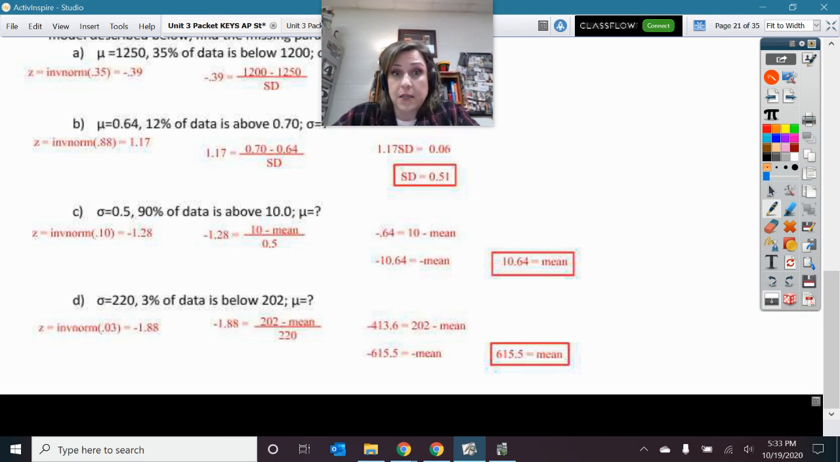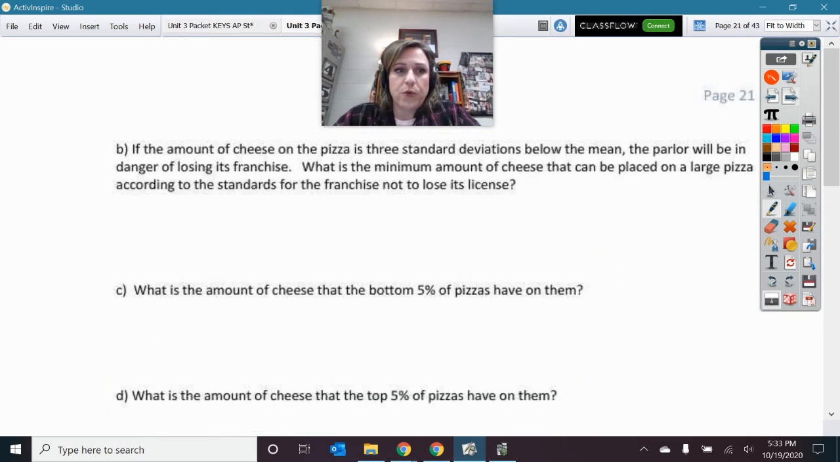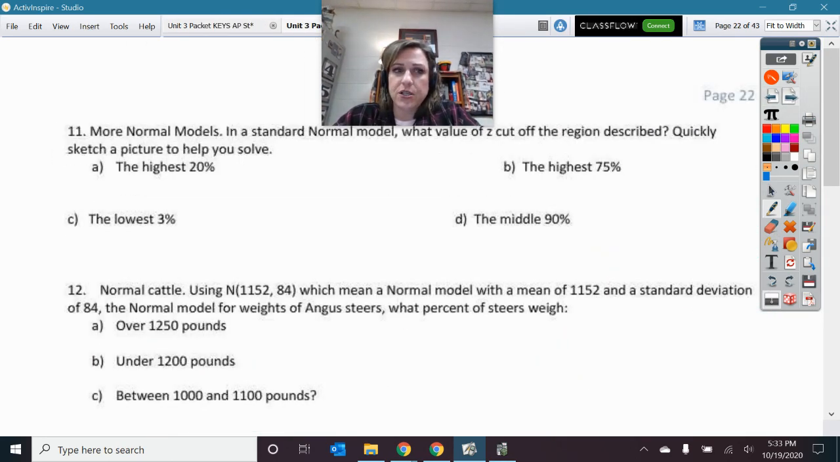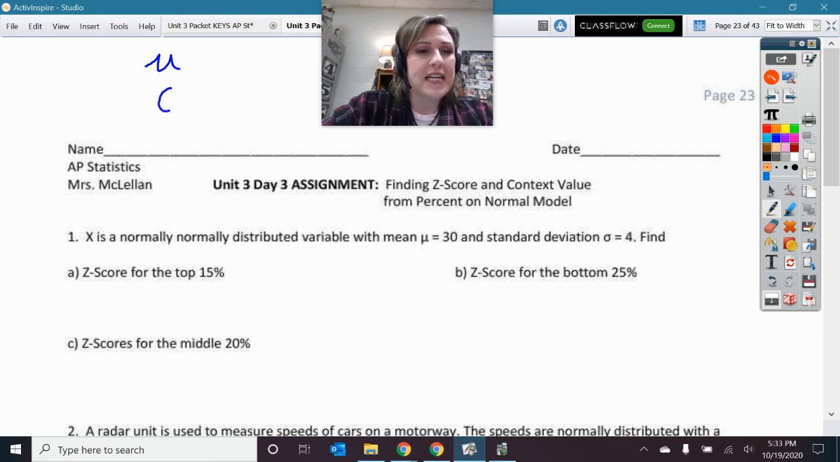All right, holy moly, that is a lot, and it's just mixing it all together. So hopefully we've done enough practice that you feel like you can come on over here and start working on the assignment. I would encourage you to always write down your mean, your standard deviation, your X, and your Z-score.